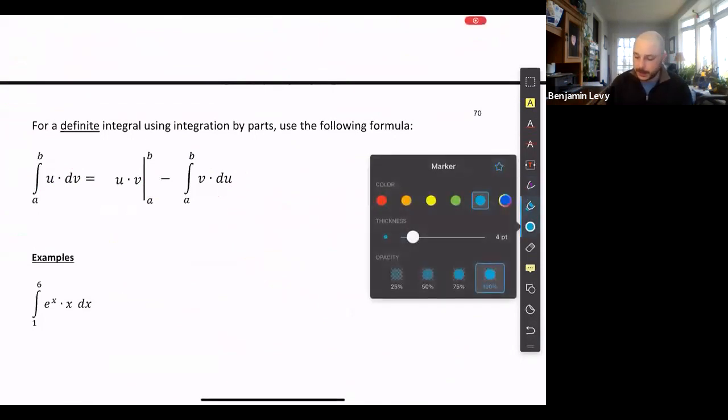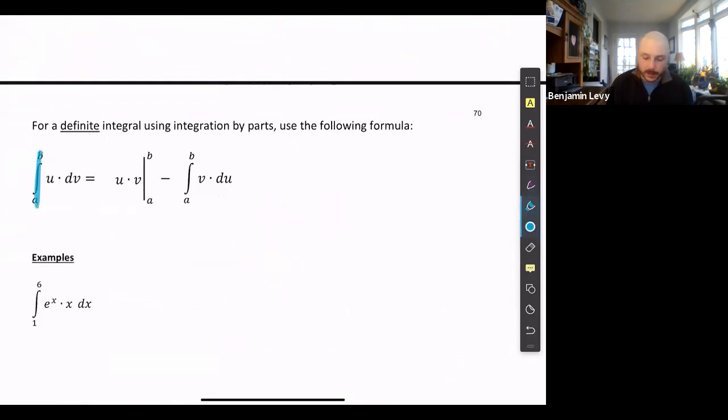Let me make this transparent again. We're taking the bounds that were here, and then we're just putting them here and here as well. But notice the notation, right? This has got the straight line with it, and this is the integral. And so let's just quickly talk about the difference between those two things.